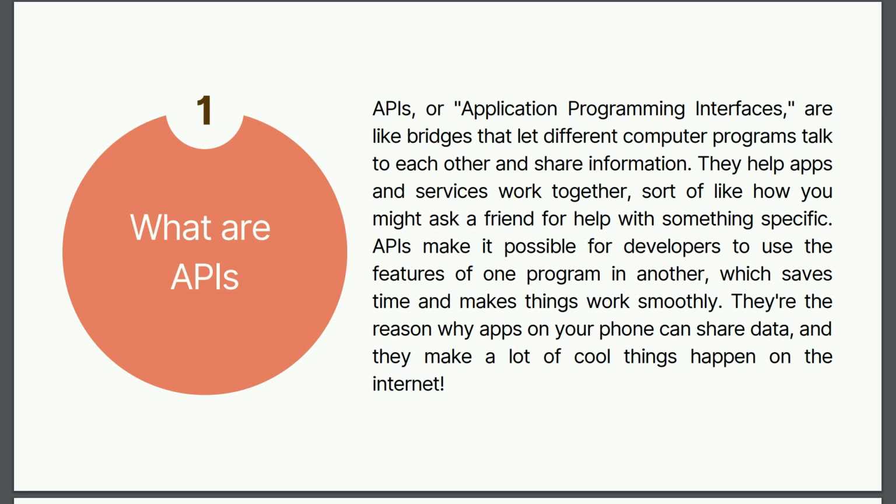APIs stand for Application Programming Interfaces, and they act like bridges that let different computer programs talk to each other and share information. They help apps and services work together, sort of like how you might ask a friend for help with something specific. APIs make it possible for a developer to use the features of one program in another, which saves time and makes things work smoothly. They're the reason why apps on your phone can share data, and they make a lot of cool things happen on the internet.